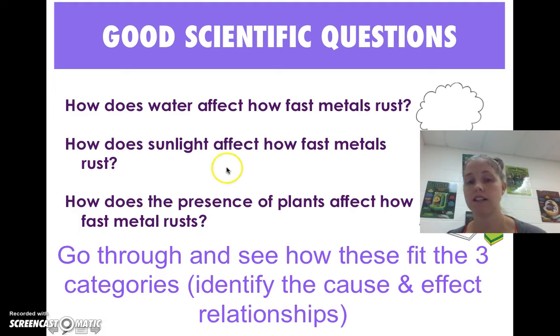Well, here's our cause, and here's our effect. I could definitely do an experiment where I leave one piece of metal in the sun and one piece of metal in the dark and figure out how fast the metal rusts.